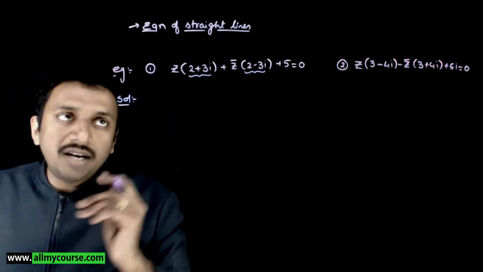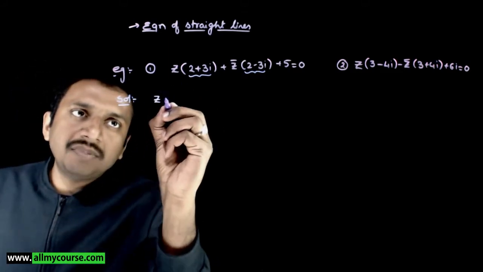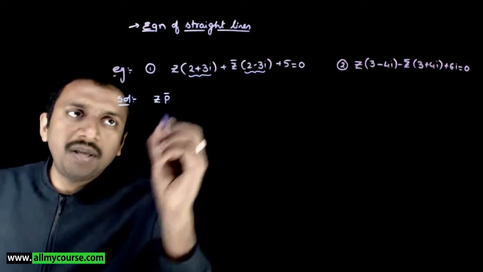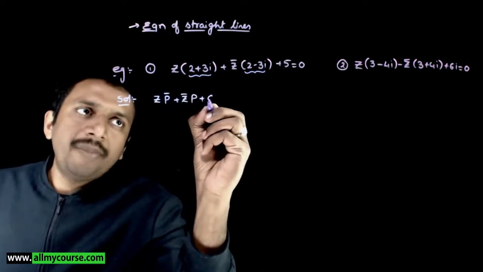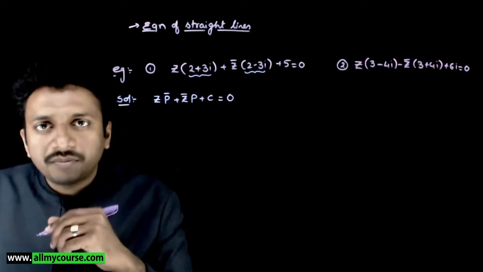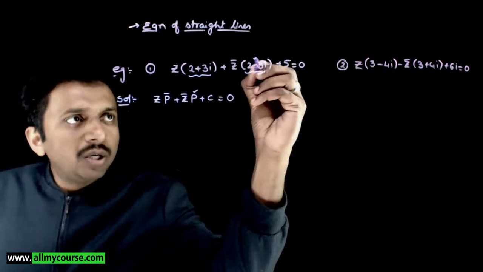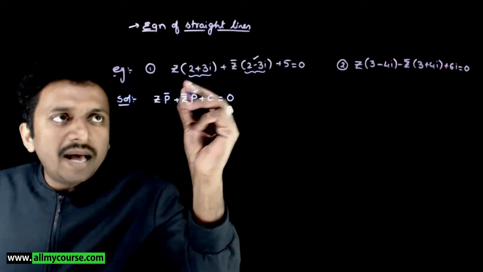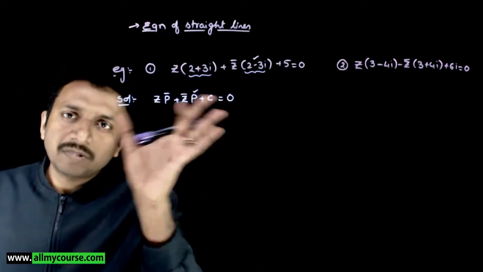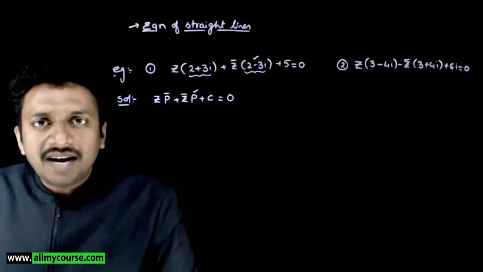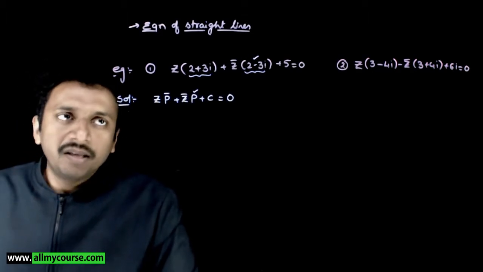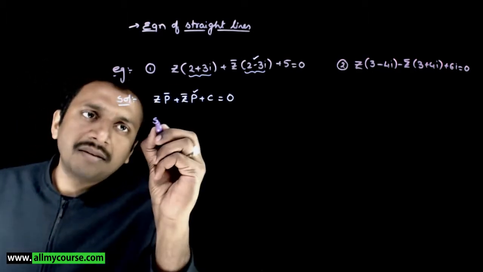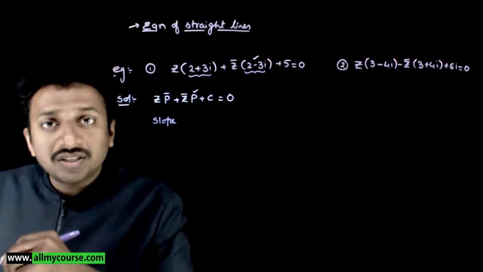This is an equation of a straight line because it is of the form z times some complex number p bar plus z bar times some complex number p plus some real constant equal to 0, where p is nothing but 2 − 3i, and p bar is 2 + 3i. So this looks like a standard equation of a straight line in the Argand plane. Now what is the slope of this line?